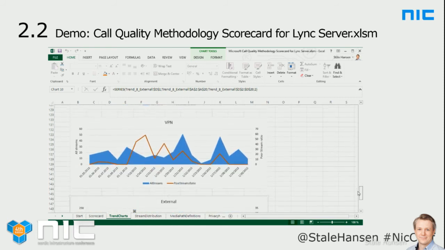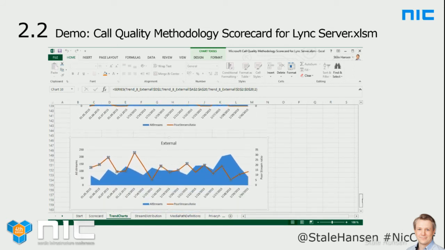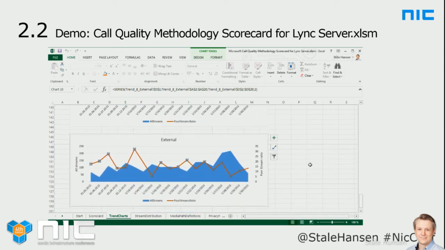But then you have VPN and you have external. So VPN is a bottleneck here. We should look at the performance on the VPN and look at what kind of users are connecting to VPN and can we do something about it. And then you have external, of course, which is difficult to have control over.